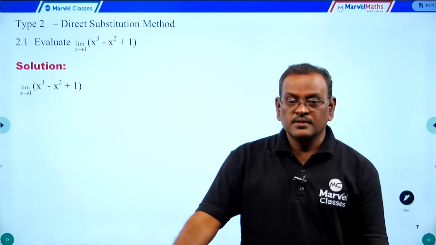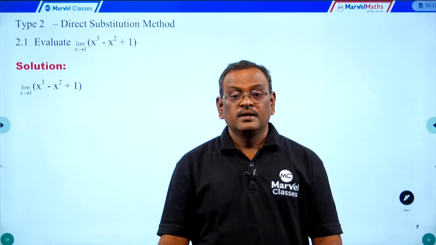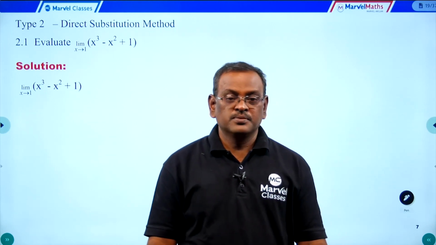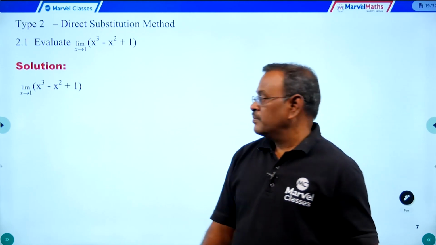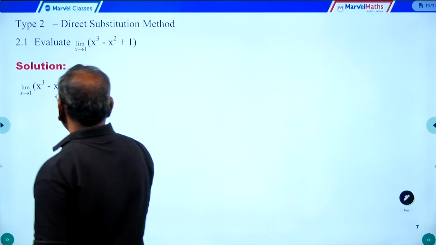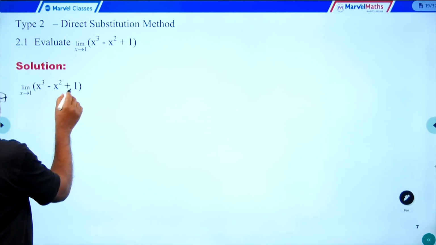Hello students, I will explain the concept of the second type, that is direct substitution problems. In the last video we discussed left limit and right limit, now direct substitution problems. The given question is limit x approaches 1, x cube minus x square plus 1.